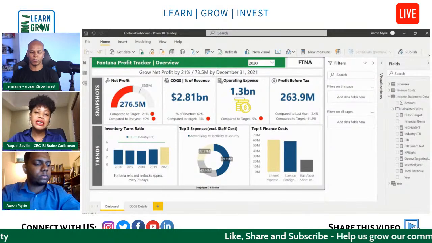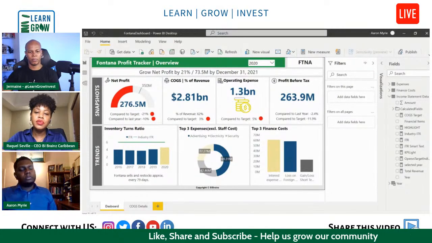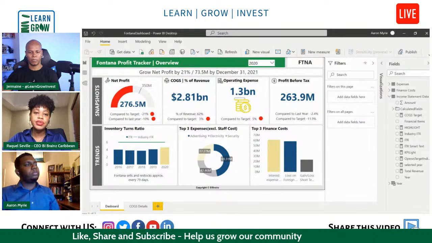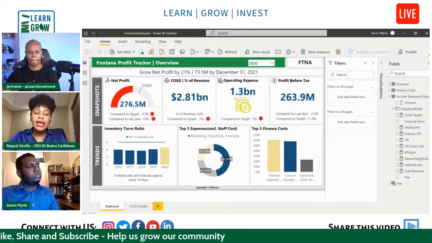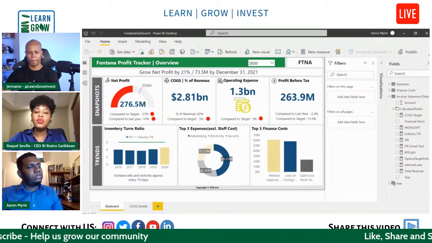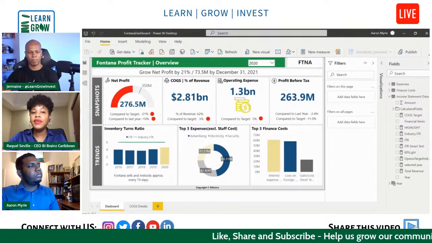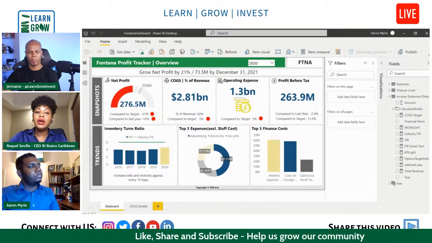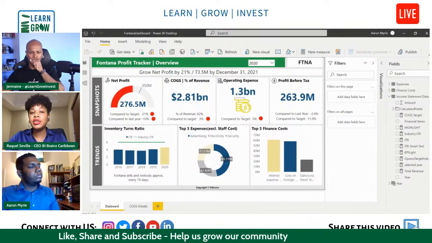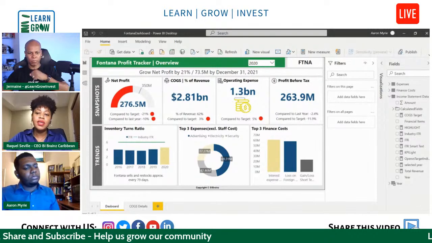So it was quite interesting, as I said, going through Fontana, looking at the data, combing through their financials, looking at the different KPIs, the different metrics that we thought would be key drivers to focus on to see if they can hit this net profit of pretty much an additional 73.5 million by the end of the year.